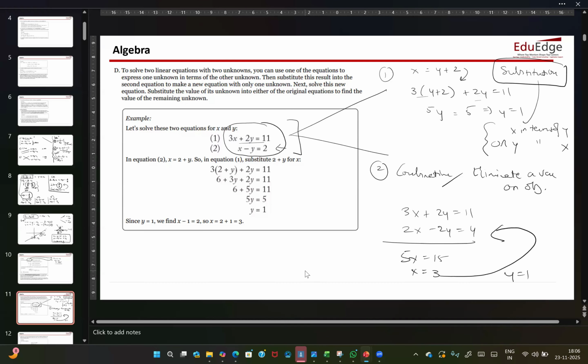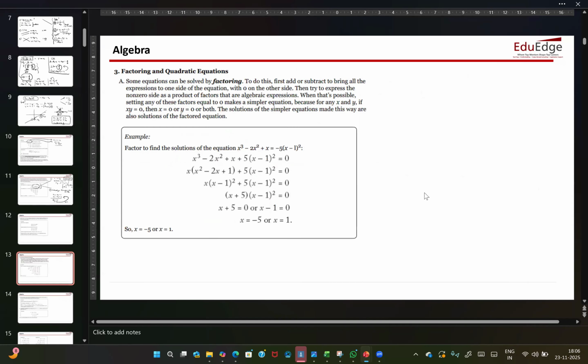So there are two ways of solving: combination, which is elimination, basically eliminating a variable, or substitute and eliminate a variable. If it's easy to observe and combine, then we do method 2. Otherwise, we do method 1. So we have discussed this. Okay, this is important: factoring and quadratic equations.